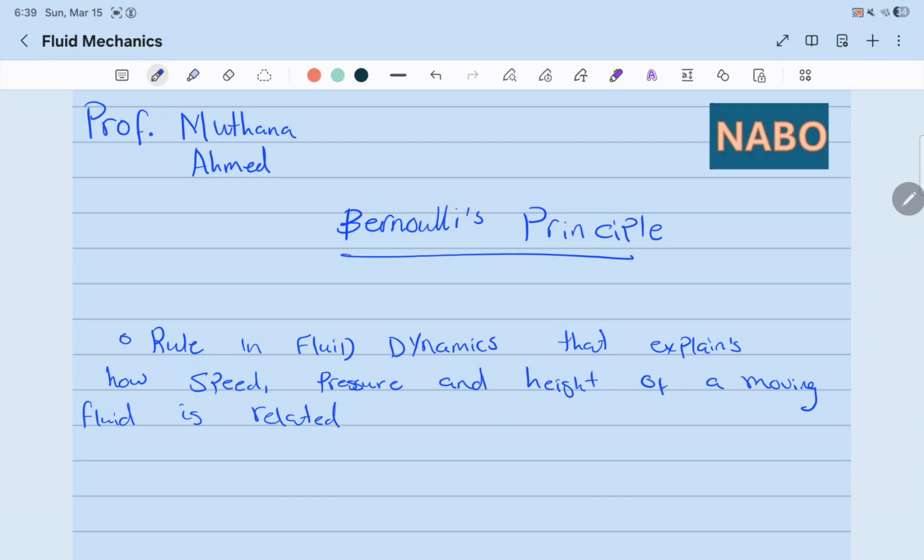Hello everyone, in today's class we're going to look at Bernoulli's principle, which is one of the main topics in fluid mechanics. So what is Bernoulli's equation or Bernoulli's principle? Well, it's a rule in fluid dynamics that explains how the velocity, pressure, and height of a moving fluid are related.